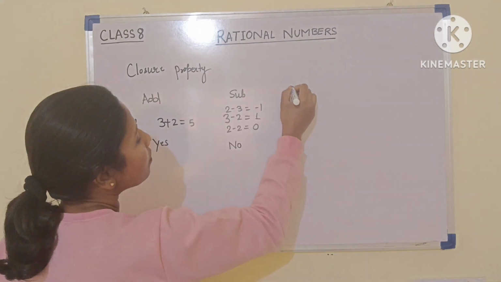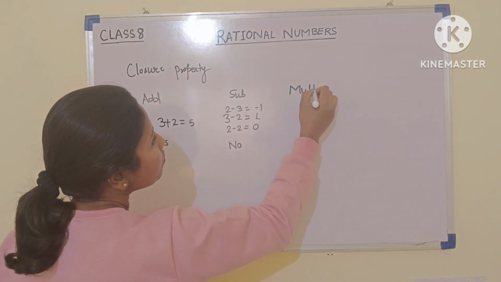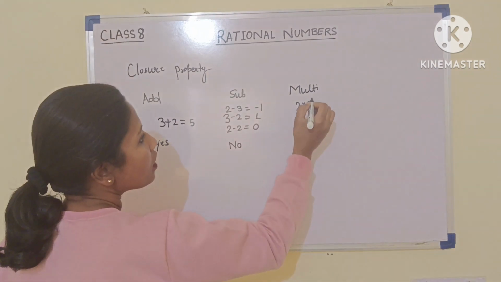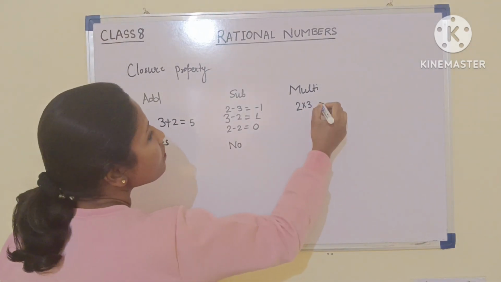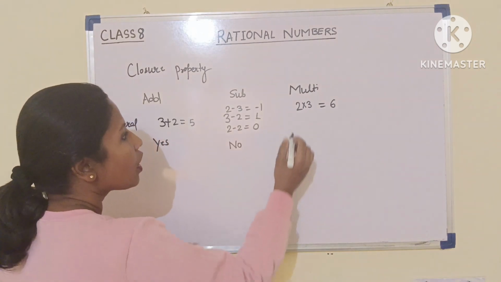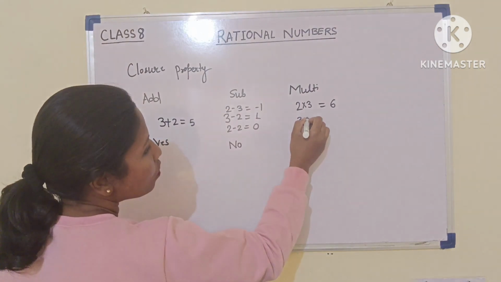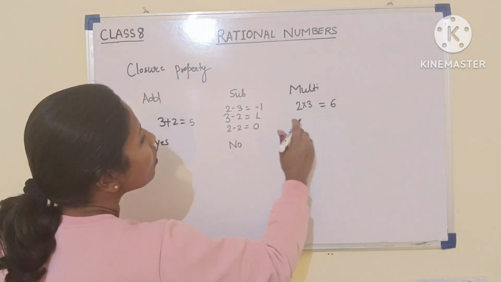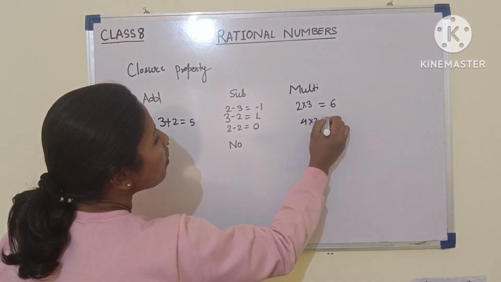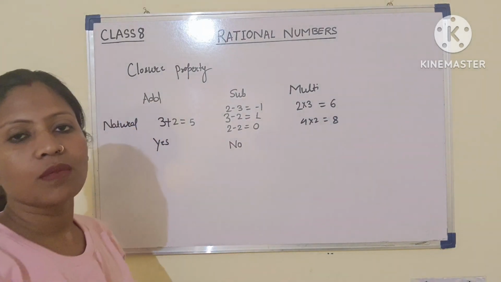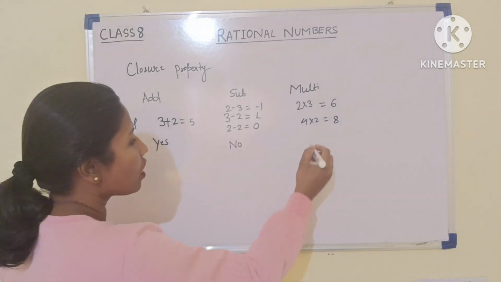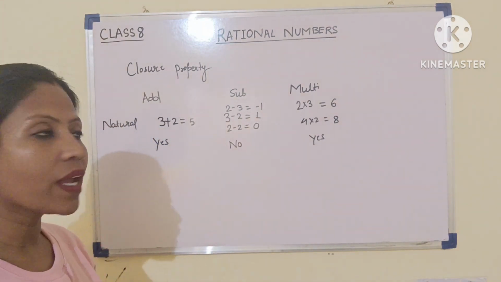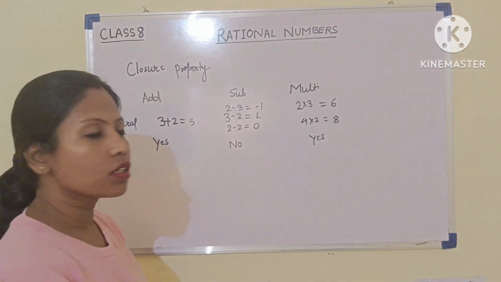Let's talk about multiplication. If you are multiplying 2 into 3, this will give you 6. If you multiply 3 into 2, this is also 6. Or take other numbers like 4 into 2. So when we are taking two natural numbers, the multiplication is a natural number only. So yes, this property is followed by multiplication.